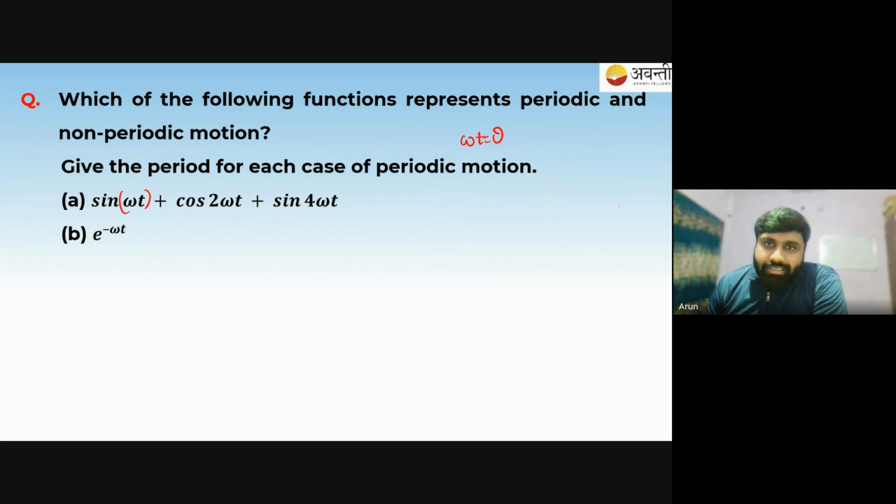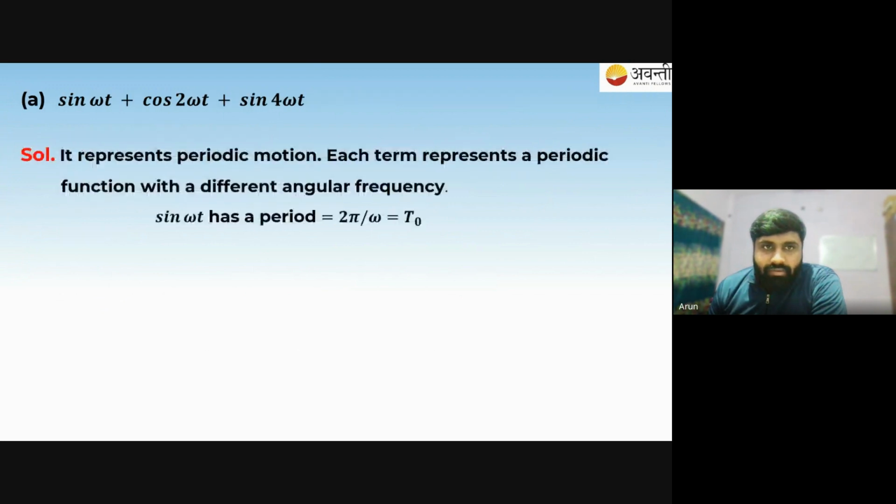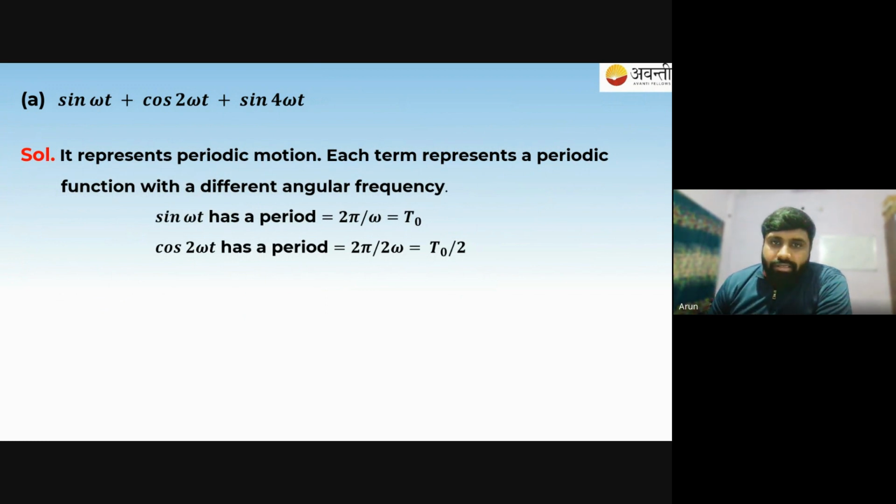Now, in that kind of question, what you need to do is take the LCM of each and every time period. So sine omega t has a period 2 pi by omega. We have seen already, 2 pi by omega. So it is T naught. Cos 2 omega t here. So 2 pi upon 2 omega. Instead of omega, we have put 2 omega. So it is T naught by 2. If you talk about sine 4 omega t, it is 2 pi by 4 omega, T naught by 4.